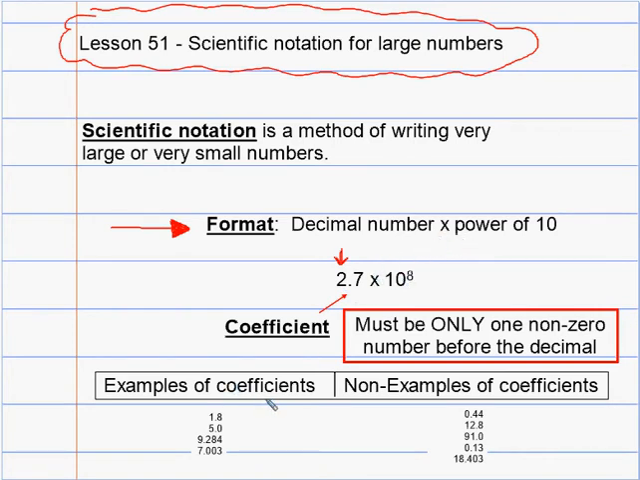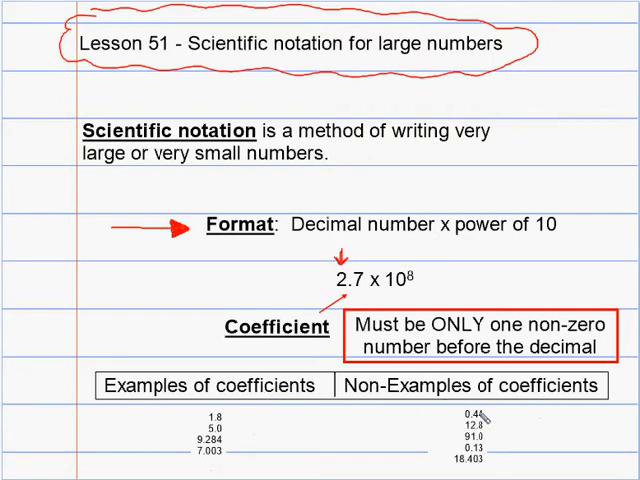Here are some examples of coefficients. So we have 1.8, 5.0, 9.284, 7.003. It doesn't matter how many numbers are behind the decimal, it's just that there can only be one digit in front of the decimal, and it has to be a number between 1 and 9.